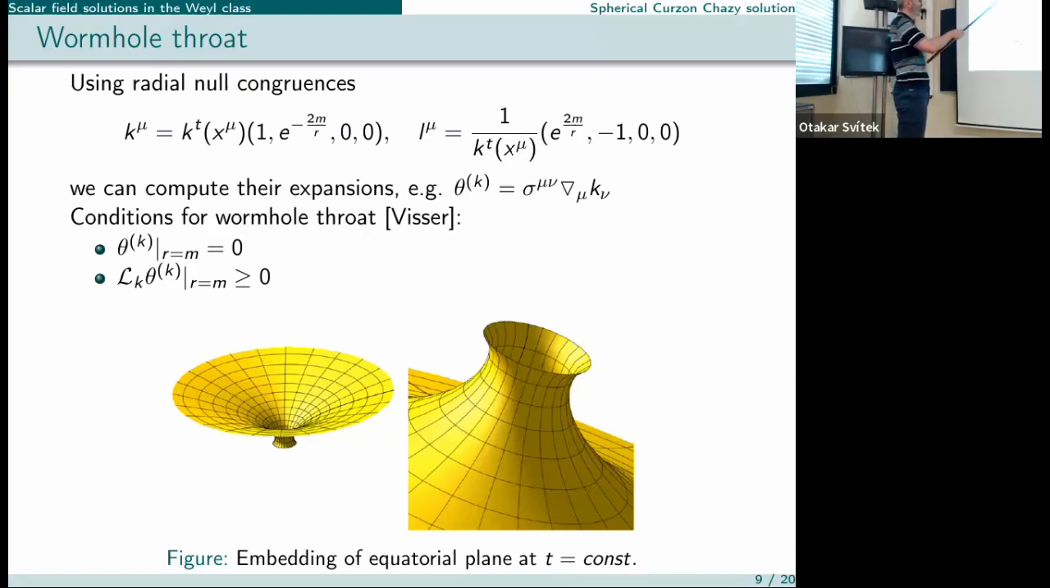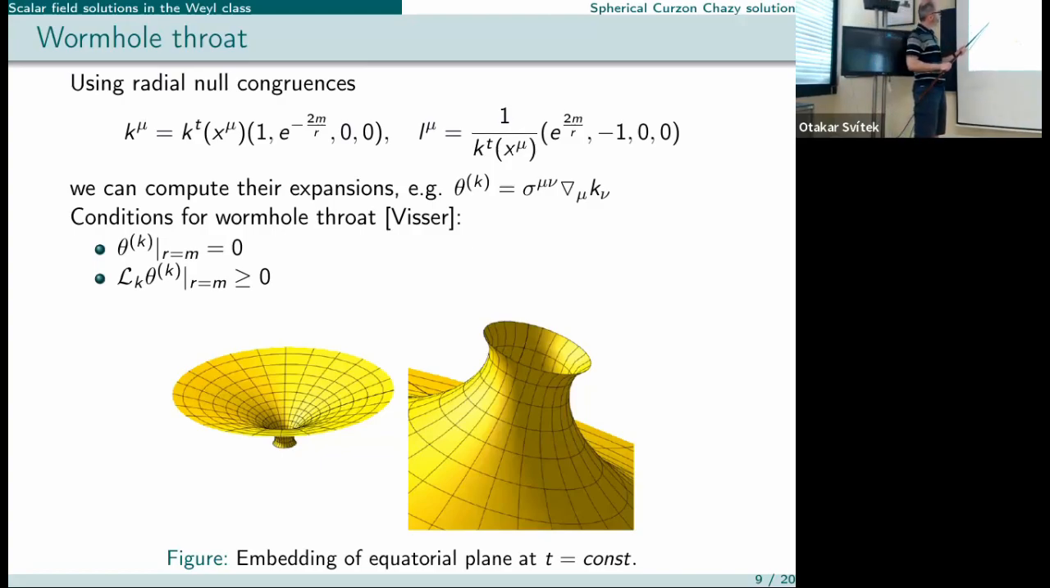We will now look at it, and indeed when we take these null vectors, which are of course radially pointing null vectors, and compute their expansions, we can immediately check that they satisfy the conditions of being a wormhole throat. Namely, this is a condition you all know, because it is the same condition for locating quasi-local horizons, and it is also the same condition for locating places that are suspicious of being a wormhole throat.